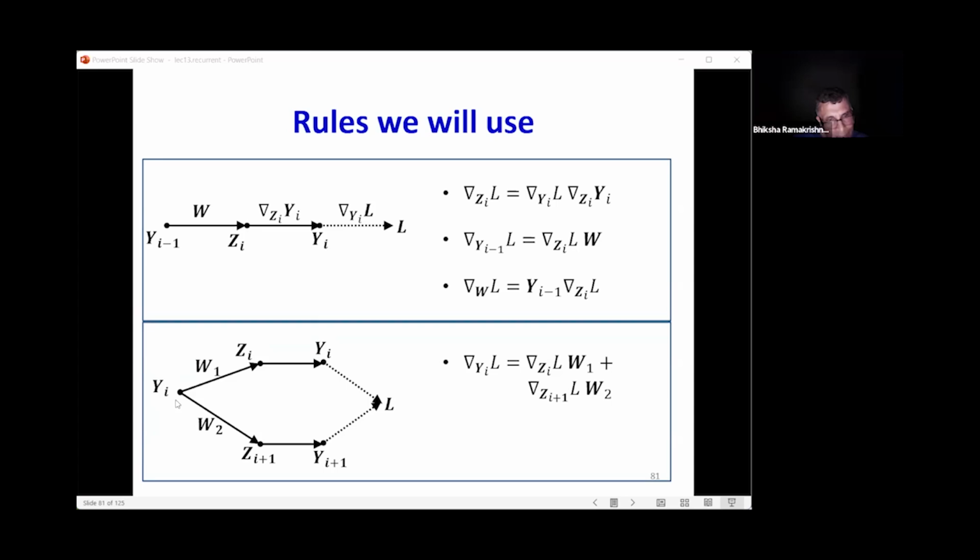Also over here, if y goes out through multiple paths and influences L, then the derivative of the loss with respect to y must sum over all the paths. So it will be the derivative of the loss with respect to z1 times w1, plus the derivative of the loss with respect to z i plus 1 times w2. So this again is the distributed chain rule. You remember this, right? Yes or no?